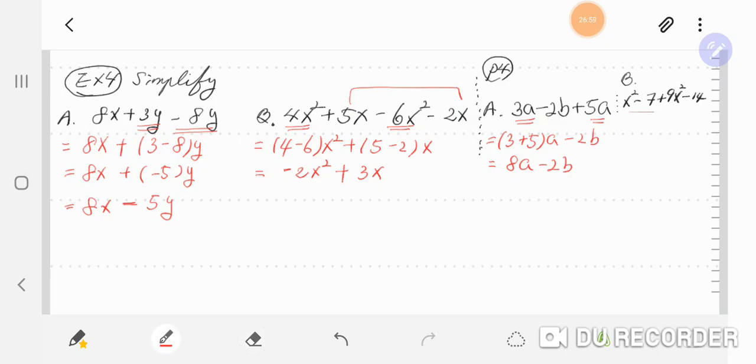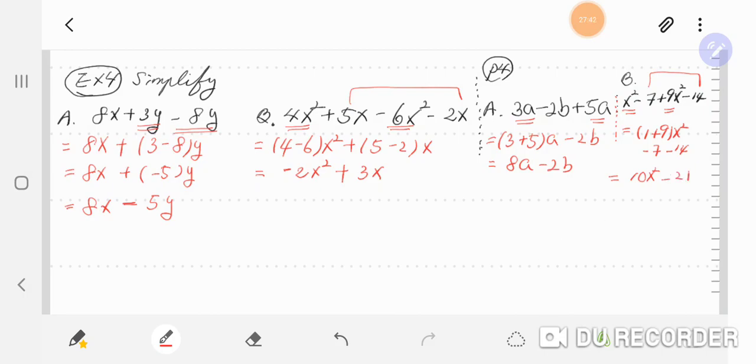Okay, the next one. x squared and 9x squared. These two are like terms. What's the coefficient of x squared? It is 1, isn't it? The coefficient of x squared is 1. So this is equal to 1 plus 9, x squared. And these two are just numbers. Negative 7 minus 14. So that is equal to 10x squared. What is negative 7 minus 14? Minus 21.